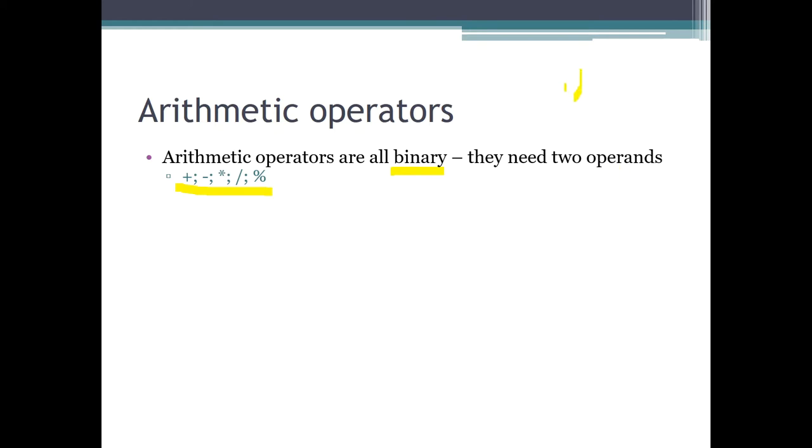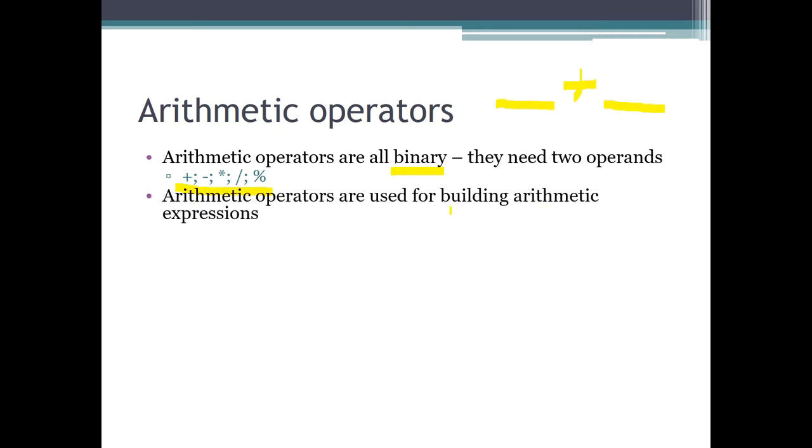So if we take some of those five arithmetic operators, we write something as an operand on one side of the operator, and we write something as another operand on the other side. And thus we build arithmetic expressions, as we saw before. So arithmetic operators are used for building arithmetic expressions. So this together is an arithmetic expression.